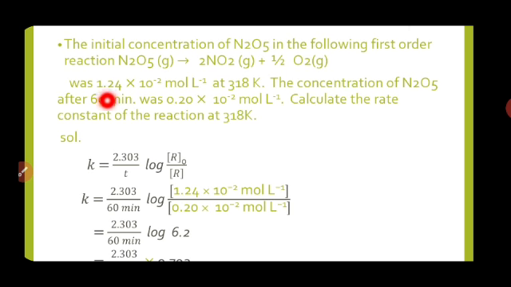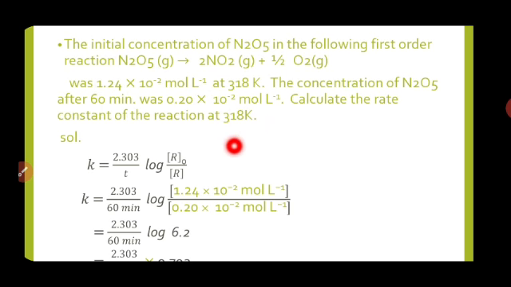Okay. Concentration is given, initial concentration 1.24 × 10^-2 mole per liter at 318 Kelvin. The concentration of N2O5 after 60 minutes was 0.20 × 10^-2 mole per liter. Means this will be R and this will be R0. Calculate the rate constant of the reaction at 318 Kelvin.